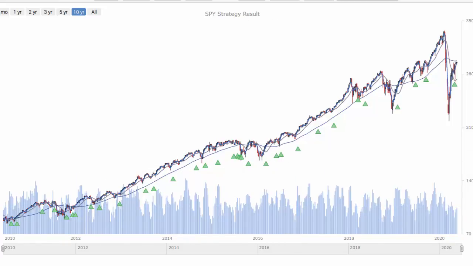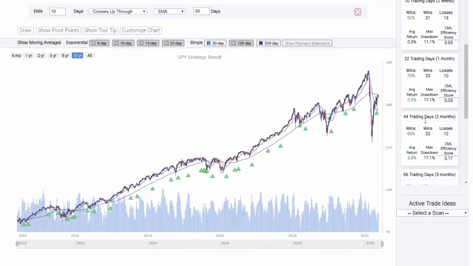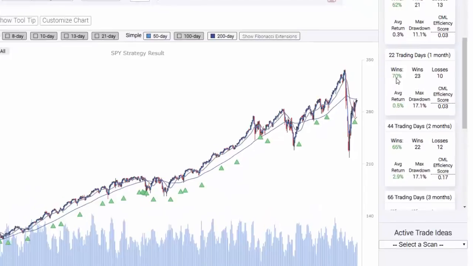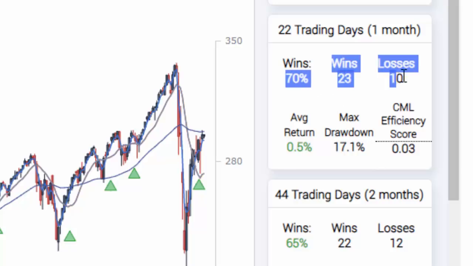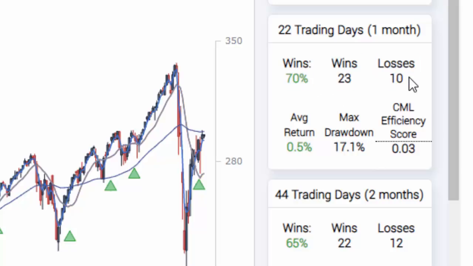Eyeballing it doesn't tell us a whole lot other than the S&P 500 has gone up over the last 10 years. But if we turn to the computations on the right-hand side and just focus on 1-month trades, so every time this triggered, holding the stock for 22 trading days or 1 month, what happened? We see a great win rate, right? Seems like a good idea. Seems like this casual but often used trigger is effective. But that's a vanity metric.